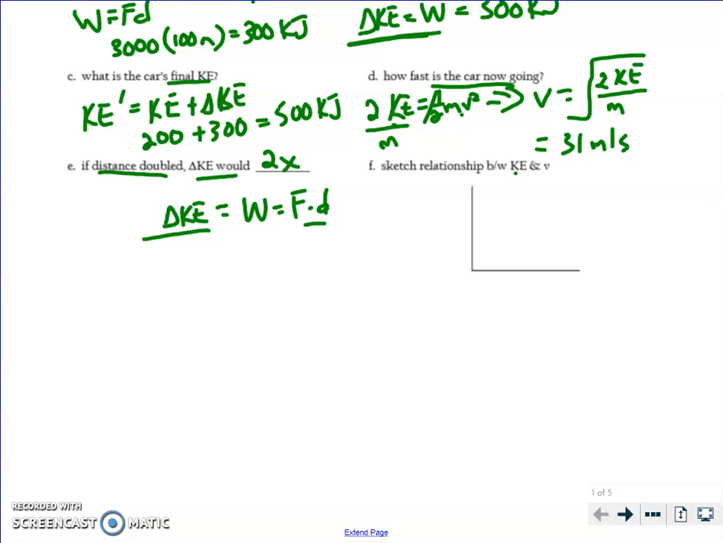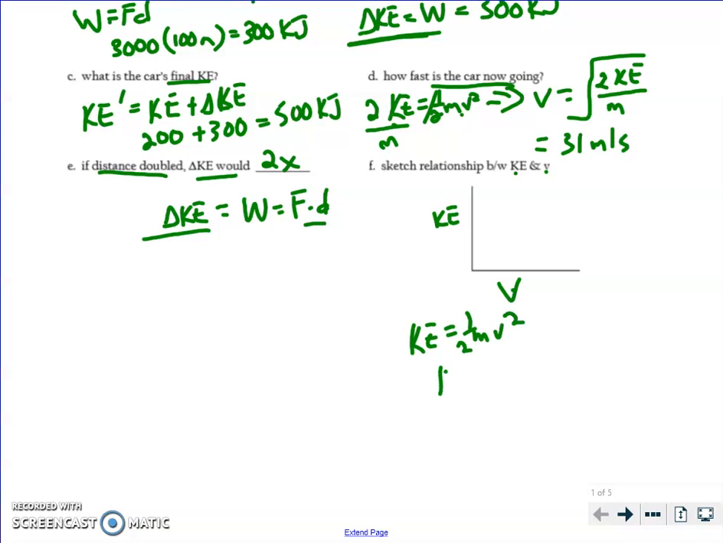Sketch the relationship between KE and V. So if I put KE here and V here, what's the graph going to look like? Well, we should understand that as V goes up, KE is going to go up. The question is, is it going to be linear or not? Well, that's why we use an equation. So of course, the equation we're going to use is 1/2 mv squared.